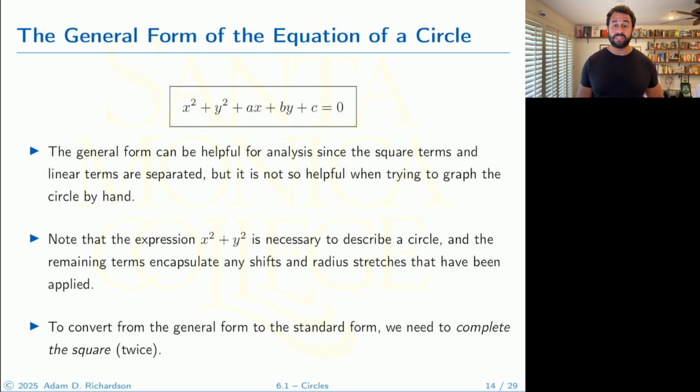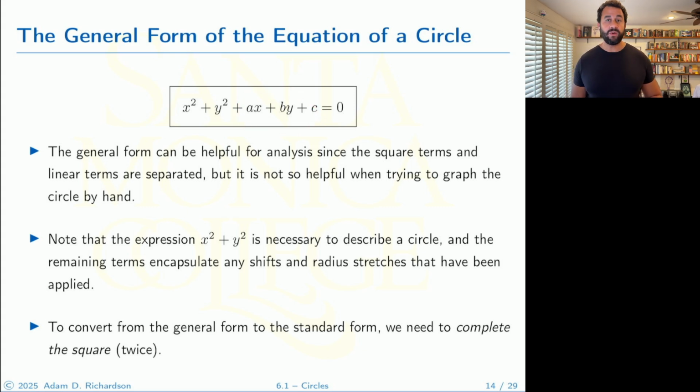One thing we can see is that this is definitely describing a circle because of this expression here, the x squared plus y squared. That is necessary for this to describe a circle. The remaining terms that you see here are encapsulating any shifts or any radius changes that have been applied. So you can't really see that because it's all baked in right here.